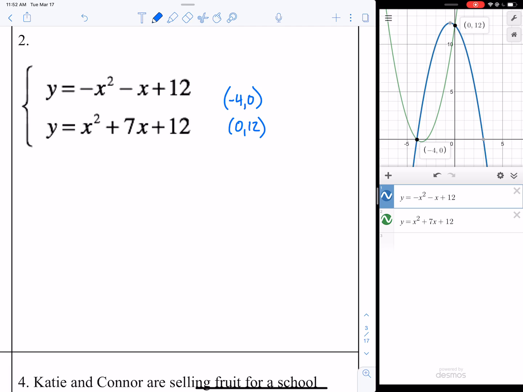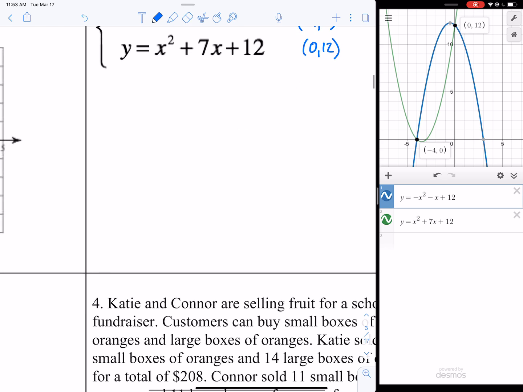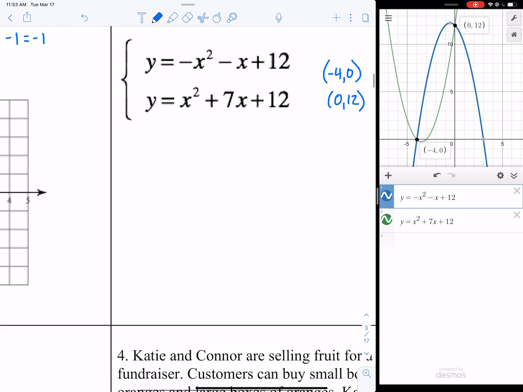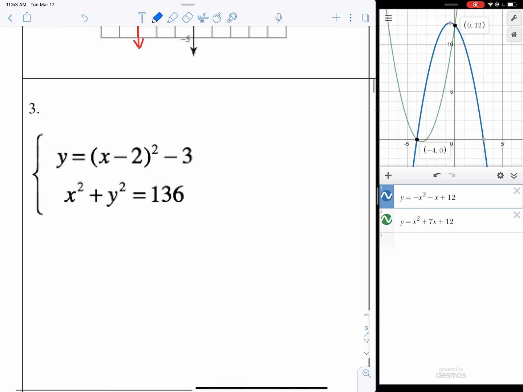So that would be at negative 4, 0 and at 0, 12. But if you notice, there's this other little point Desmos is trying to point out to you. So just be careful what you click on. All right, so that's it for number 2. Hopefully you did okay with that, or that makes sense now. Let's look at number 3.